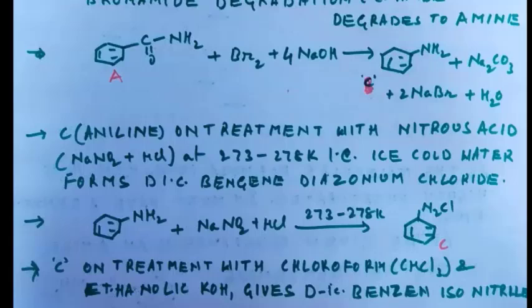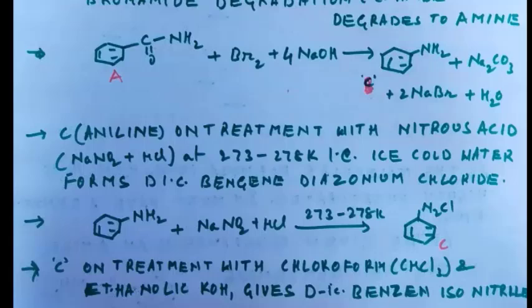C, that is aniline, on treatment with nitrous acid. Nitrous acid is obtained by the reaction of sodium nitrite and HCl. At 273 to 278 Kelvin, that is ice cold water, it forms benzene diazonium chloride, that is C6H5N2Cl. So the reaction is given here.